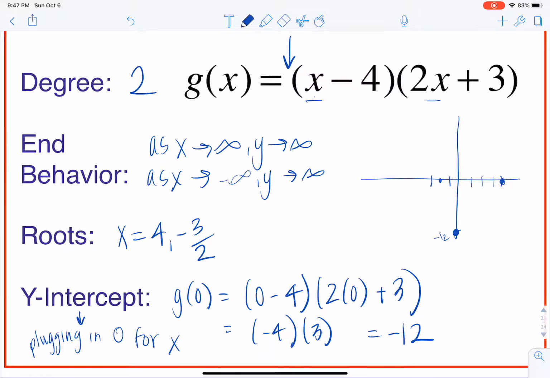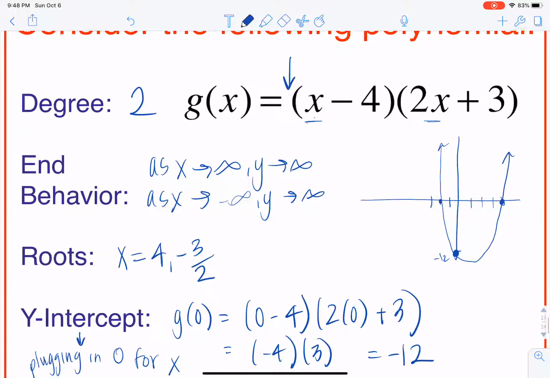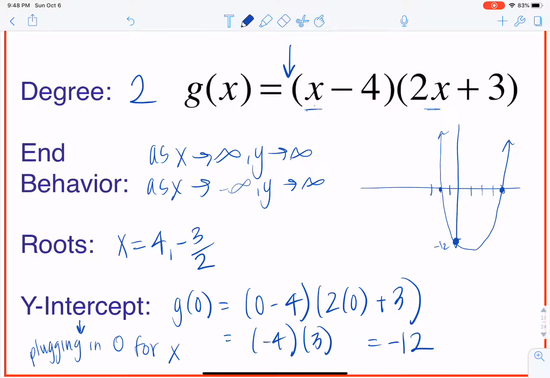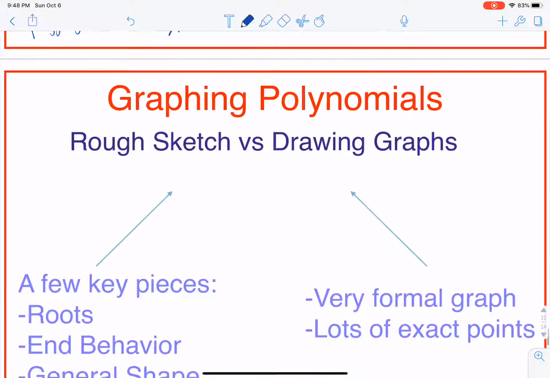This is certainly not drawn to scale. This is not the vertex. The vertex will be somewhere exactly halfway between these two roots. And I can go ahead and sketch in a really rough sketch of what this polynomial would look like. I can see the degree is 2, and it in fact does touch the x-axis twice.